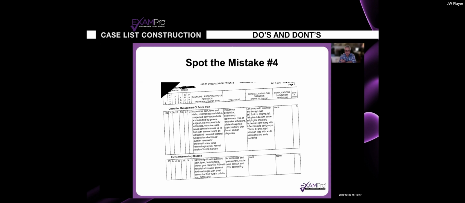Now look at the pathology. Left ovary with infarction and benign cyst, 8 by 7.5 by 6 centimeters. Do we really care that it's 8 by 7.5 by 6? What if it were 8 by 7.9 by 6.2? Would that change anything? Of course not. So my suggestion would be, I would put benign cyst and I would just put 8 centimeters. Definitely don't get down to the millimeters when we're talking about size of ovarian cysts.